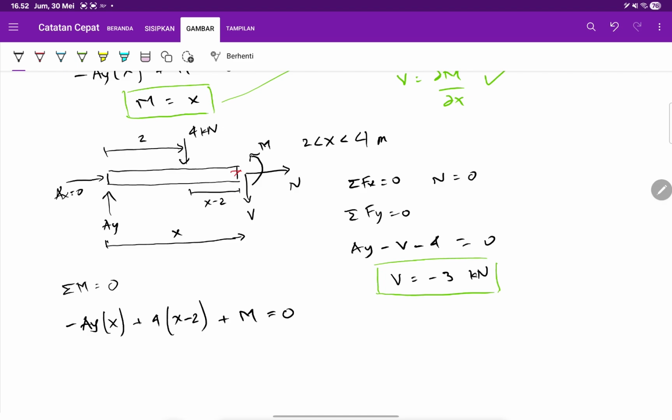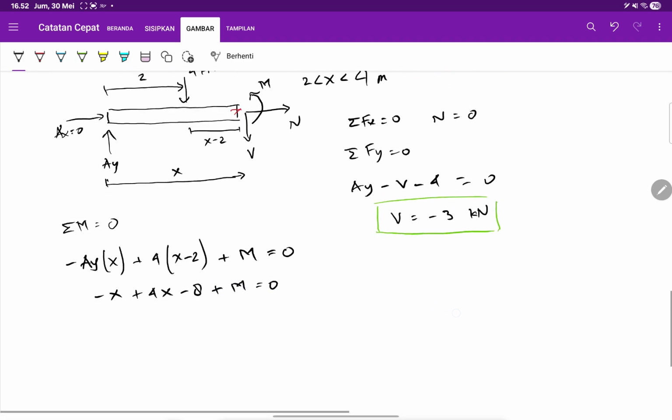Okay, so your ay is 1, so minus x plus 4x minus 8 plus m equals 0. Your m will become 8 minus 3x.